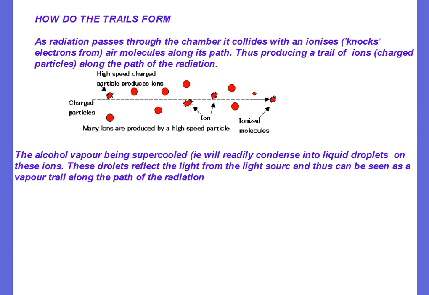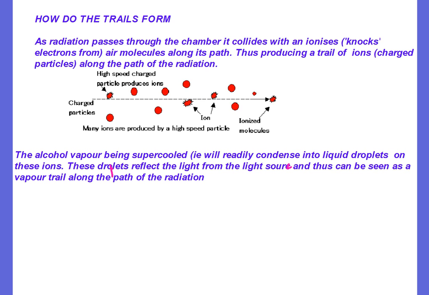Now, we said before the alcohol vapor was supercooled inside the chamber. That supercooled vapor wants to condense, and it will readily condense into liquid droplets on these ions. And these droplets then reflect the light from the light source. This can be seen as a vapor trail on the path of radiation.